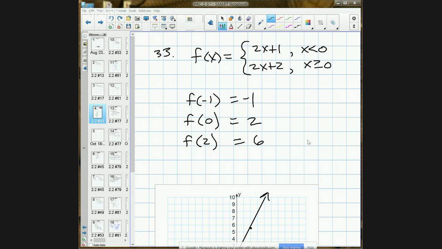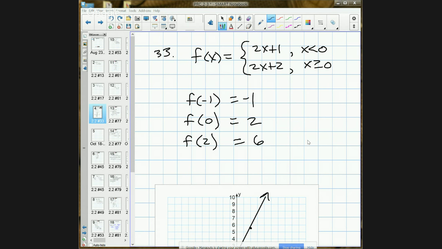So really, all you have to figure out is which formula is which. For f of -1, we have to use the top formula because x is obviously less than 0. And when you plug in a -1, -2 plus 1 is -1. F of 0 has to use the bottom formula because the condition on the right says when x is greater than or equal to 0. So 0 plus 2 is 2. And the last one also uses the bottom formula, plug in a 2.